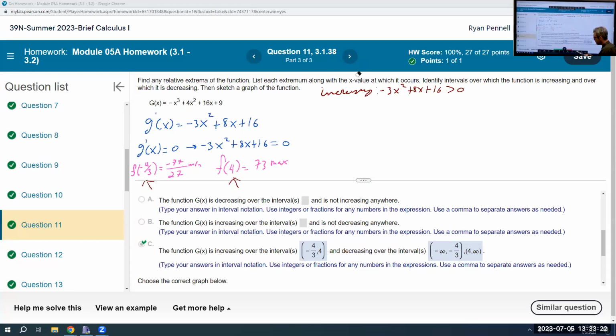So we know it changes at -4/3. You could just plug -2 into the derivative and see, is that positive or negative? If it's positive, it's increasing. If it's negative, it's decreasing. And that would answer the same question. Okay.